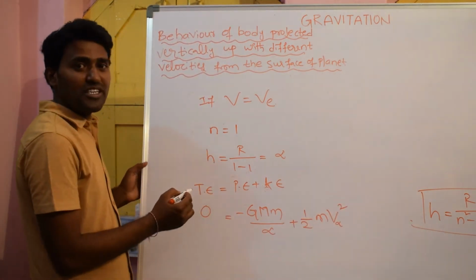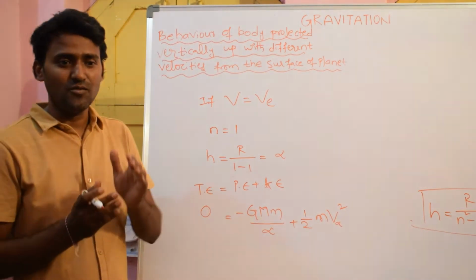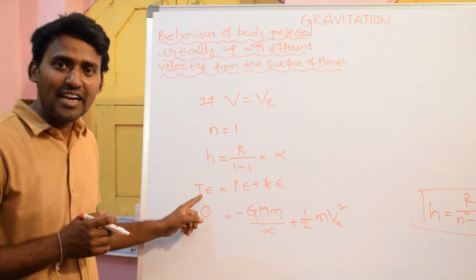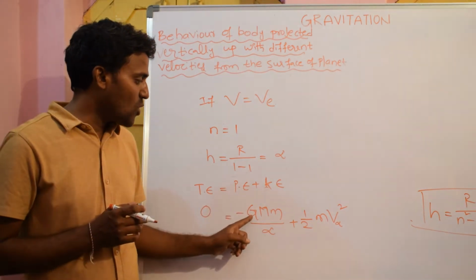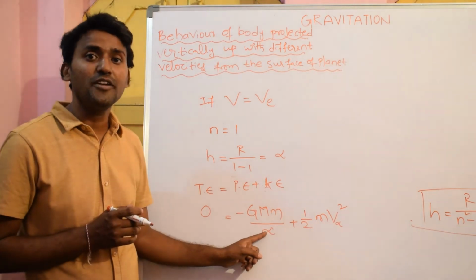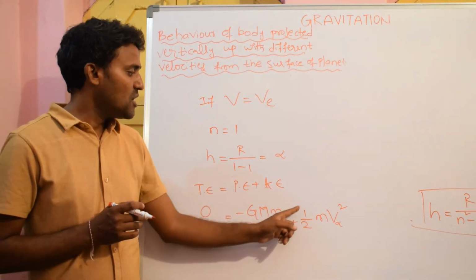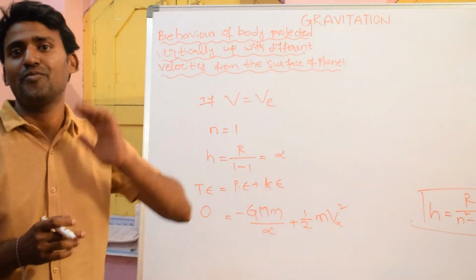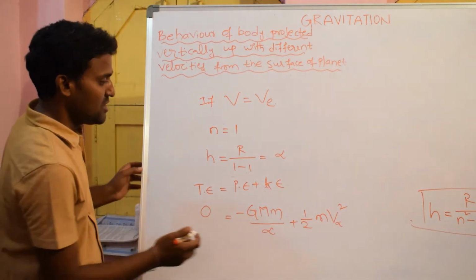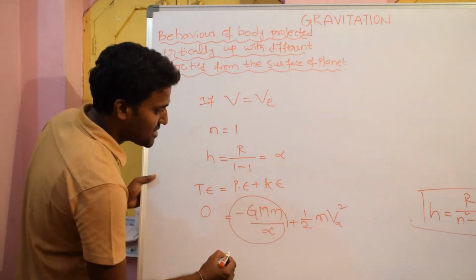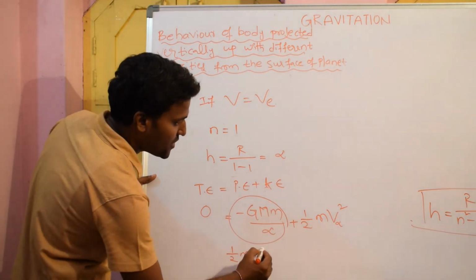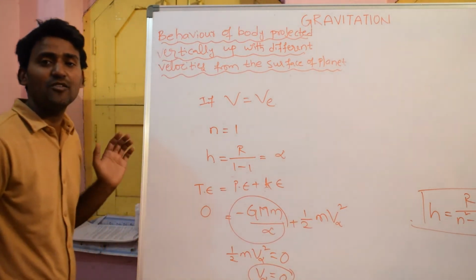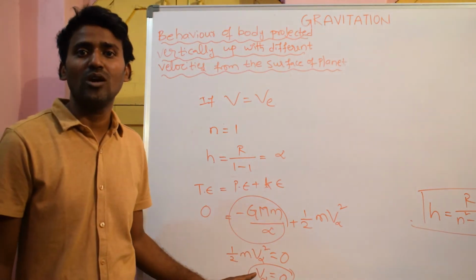See here, when the object is at infinity distance, otherwise when the object escapes from the gravitational field, the total energy is 0 and the potential energy, minus G M m by r, with r being infinity distance. I have given h equal to infinity. The kinetic energy is half m v infinity square, the object's velocity at infinity, so this part becomes 0. We can write half m v infinity whole square is equal to 0, so v infinity is equal to 0. So the velocity of the object at infinity is equal to 0.